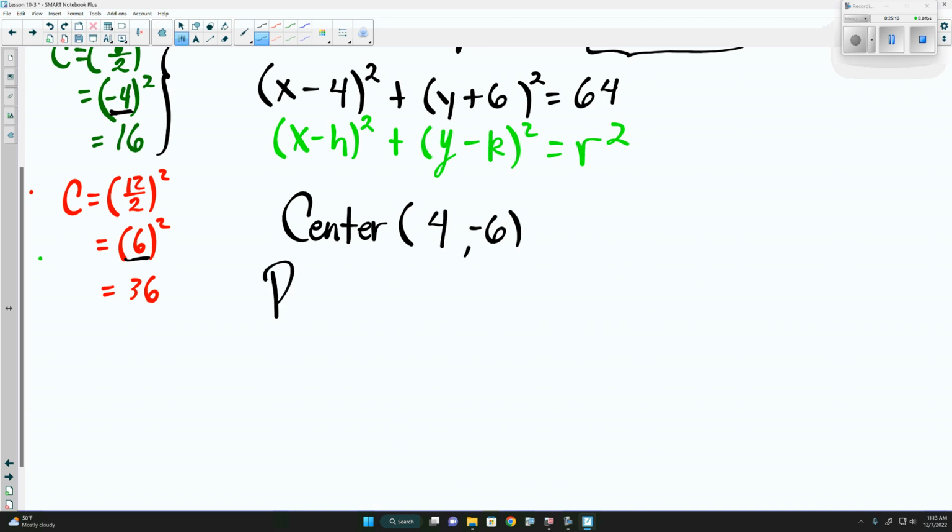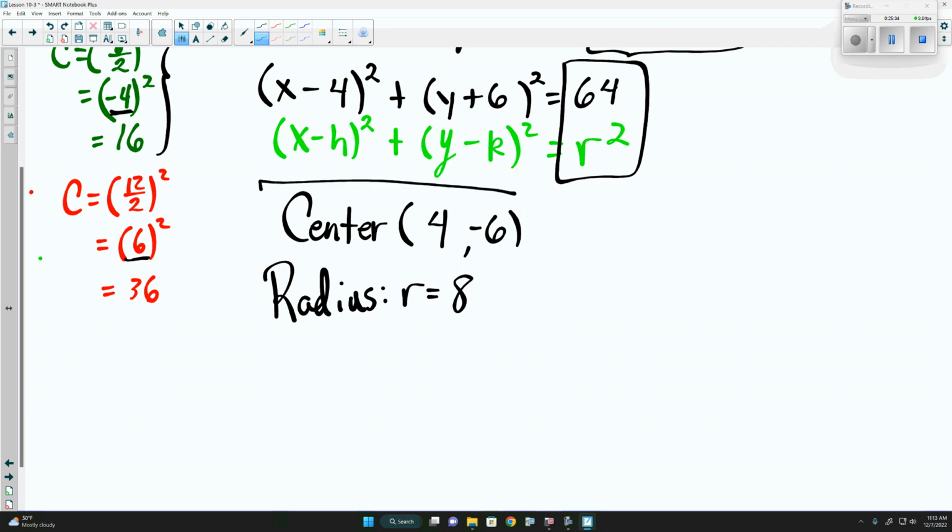Now our radius. In the equation, 64 is equal to the radius squared. To find the radius, we would take the square root. So the square root of 64 is? So that's the center and radius.